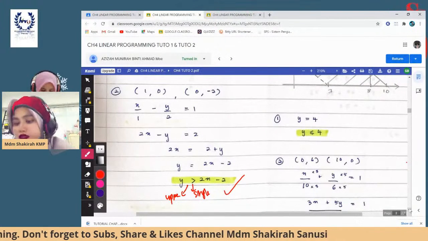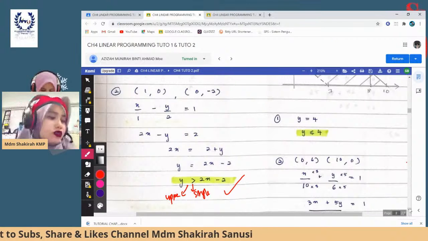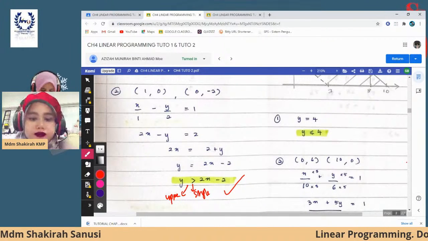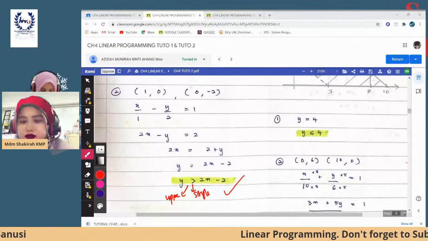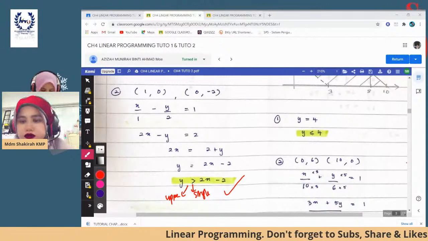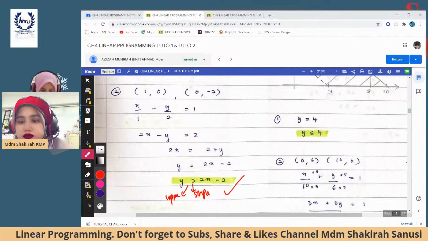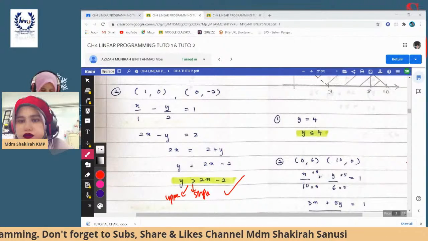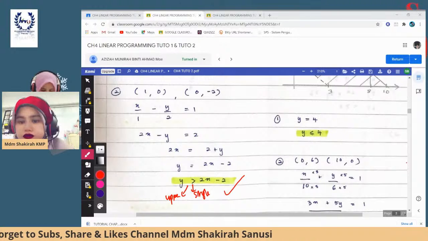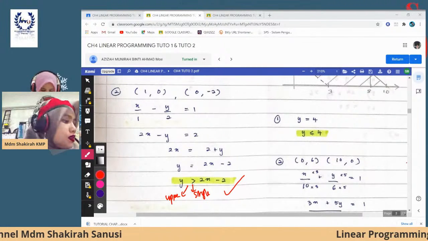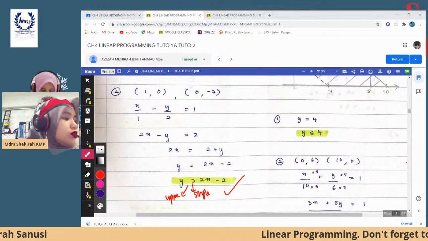Soalan mana tadi kelas? TUTO 2, which question? Alright, which one class? The question. TUTO 2 kan?